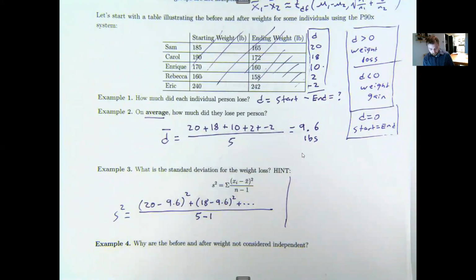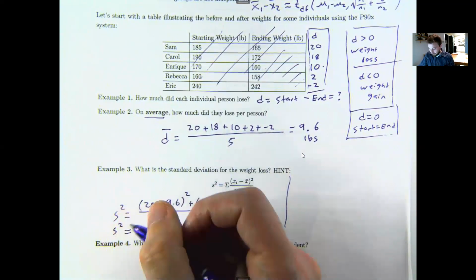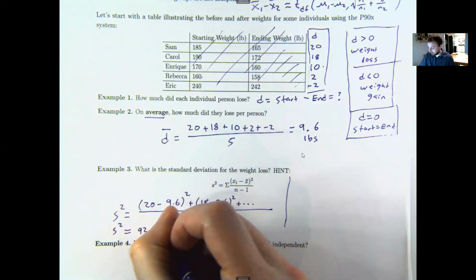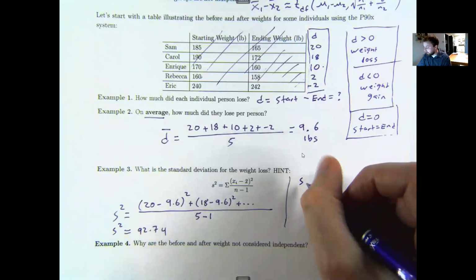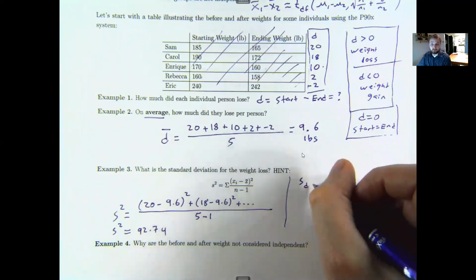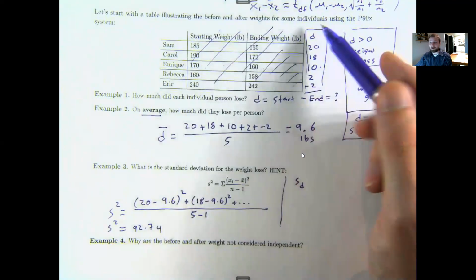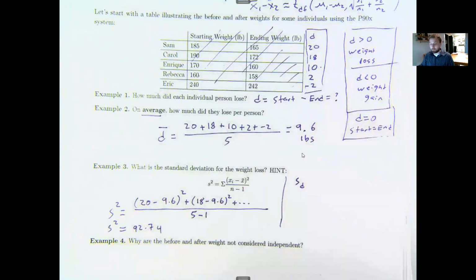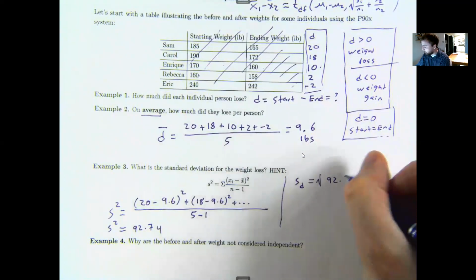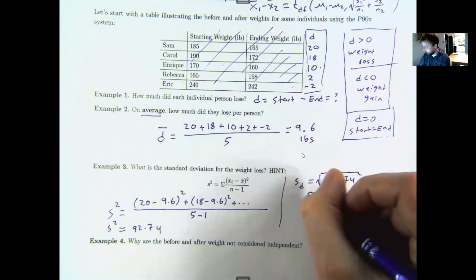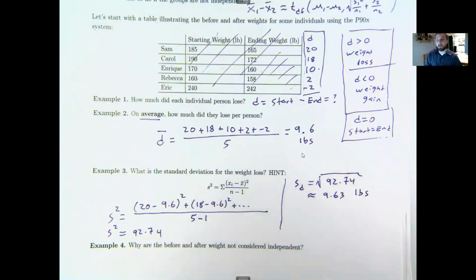Now I'm going to type this into my calculator and I'm going to see what I get. I get a massive number for the variance of something like 92.74 or so. If I want the standard deviation for these differences, I might even use a subscript of d to remind myself that I'm not concerned about starting or ending weight. I'm really just concerned about what the difference was for their weights. So the standard deviation is the square root of the variance. Square root of that 92.74 number is giving me approximately a standard deviation of something like 9.63 pounds.